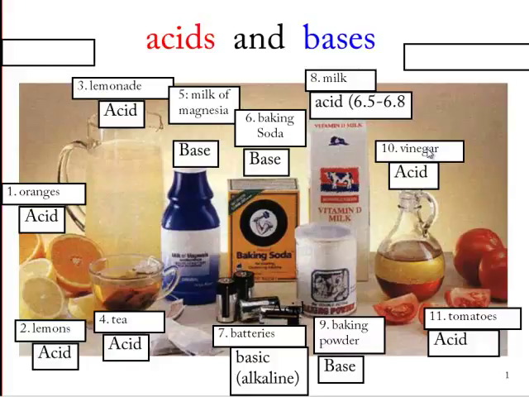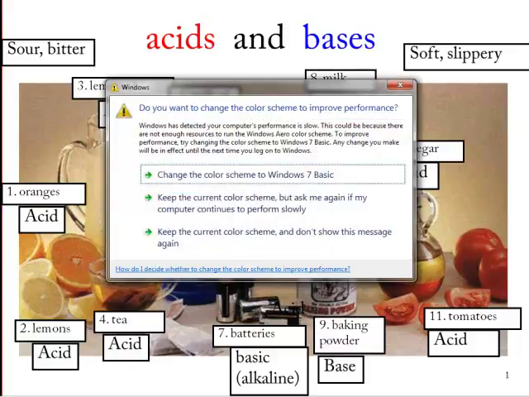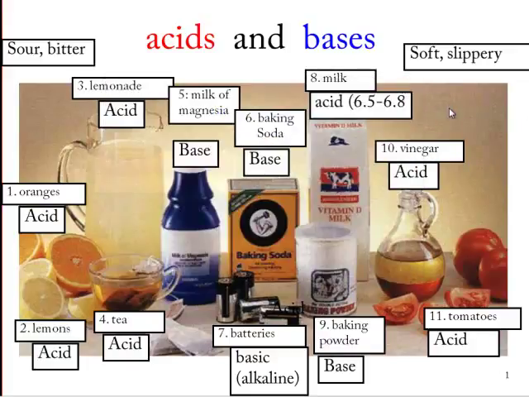So you'll see there's exceptions, but in general, an acid is sour or bitter, and a base is soft or slippery. In order to learn more about what makes an acid and what makes a base, we need to look more closely at the world's most abundant substance, and that's water.